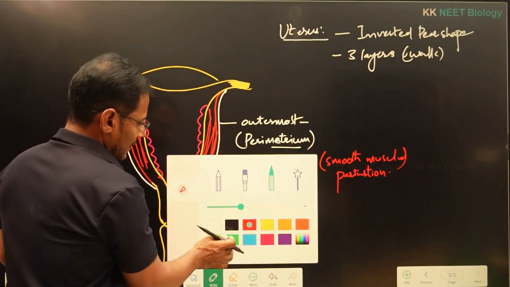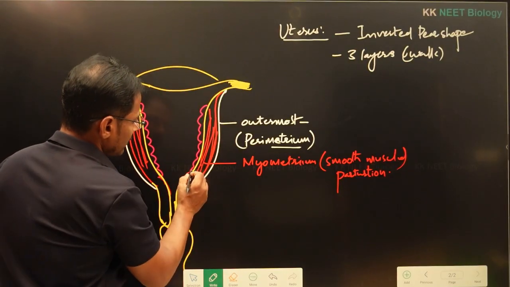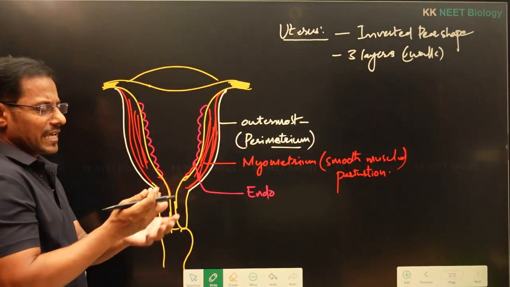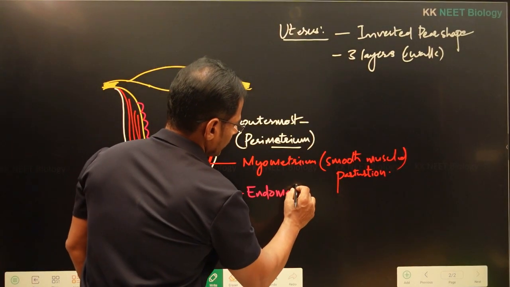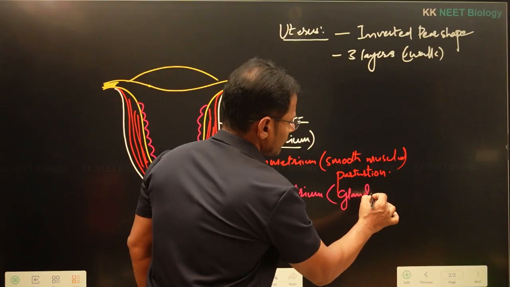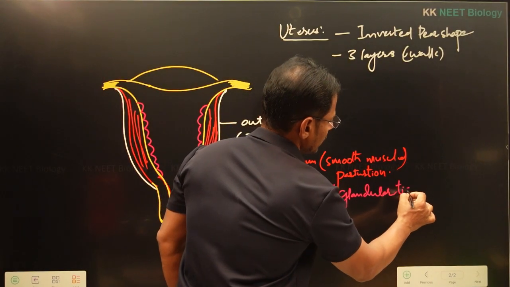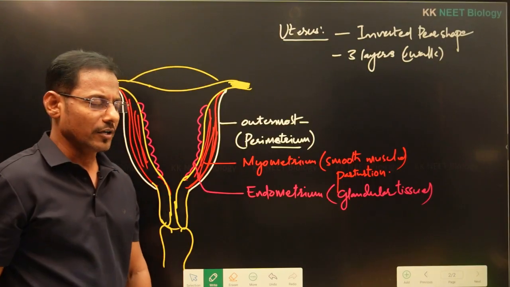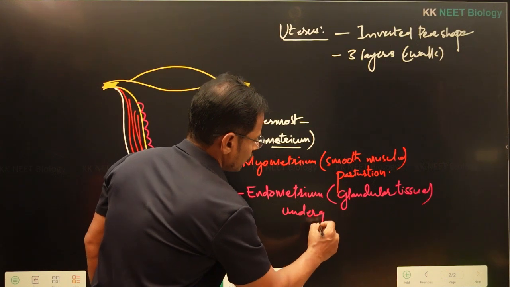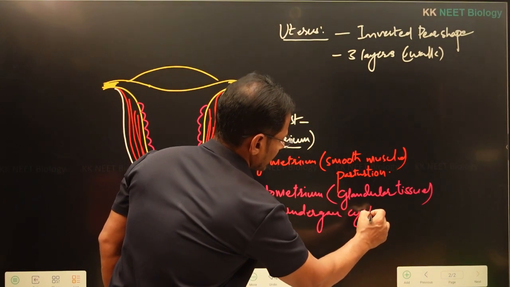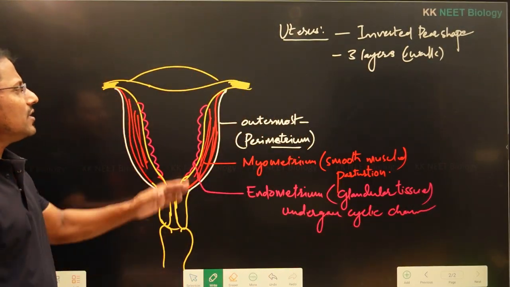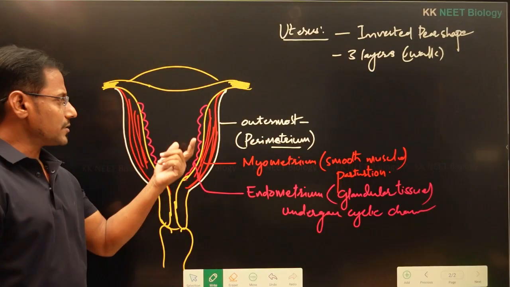And the final one and the innermost layer is known as endometrium. Endo in the sense very inside, endometrium. So endometrium is made up of glandular tissue. So it undergoes cyclic changes during the menstrual cycle. So many changes take place in the endometrium.